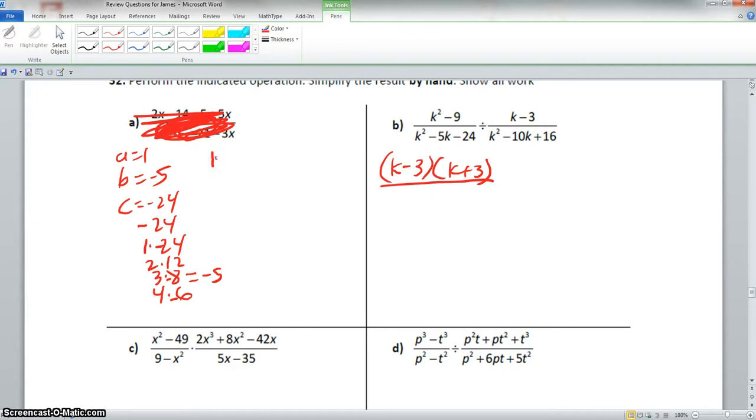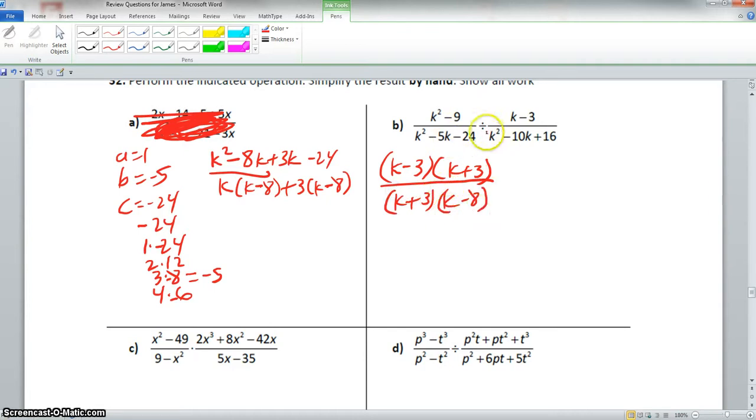So we could write here, this would be k squared minus 8k plus 3k minus 24. So we group the first two, we will have k, and we'll be left with k minus 8. We group the second two, we can factor out a positive 3, and we'll have k minus 8. So we would end up with k plus 3 in one parenthesis and k minus 8 in the other parenthesis. Now, we would change this division to multiplication.